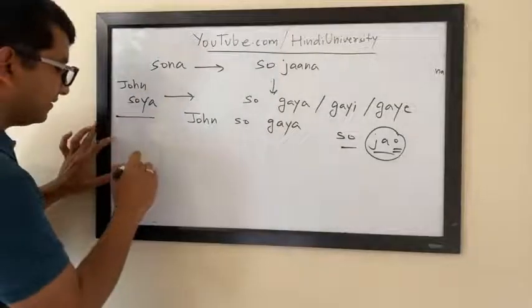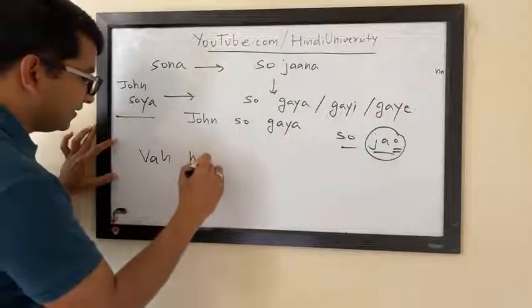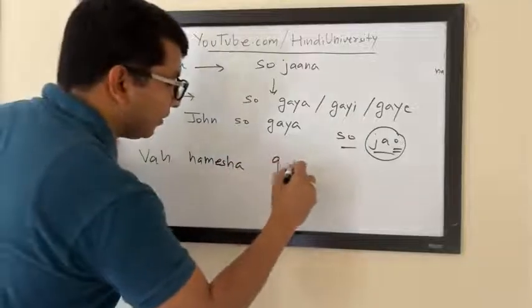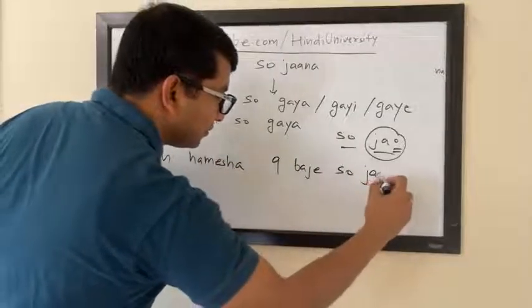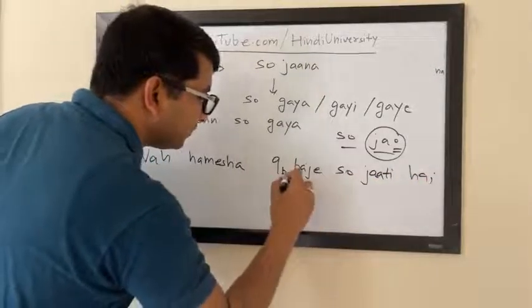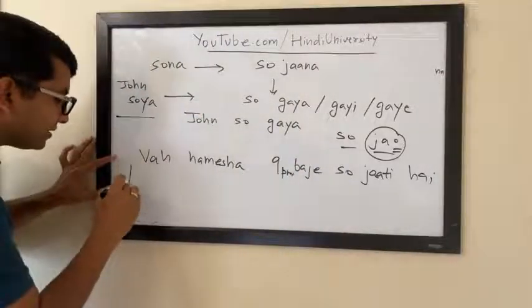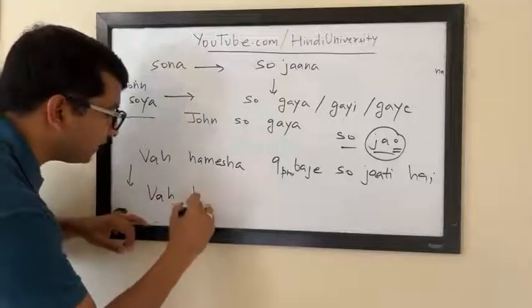वो हमेशा 9 बजे सो जाती है. Okay, very good. So वह हमेशा 9 बजे सो जाती है. So that, let's say 9 p.m. in this case. Okay. Now tell us, Nandini ji, I think it was you. How is this different than वह हमेशा?